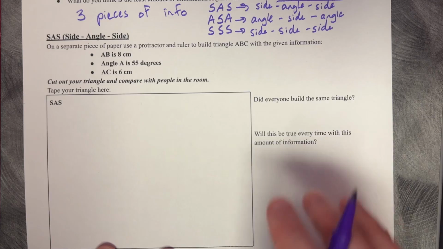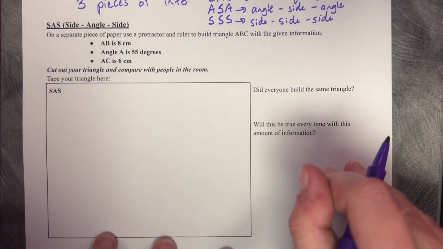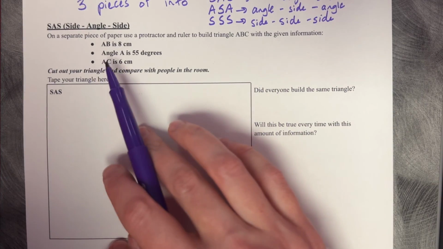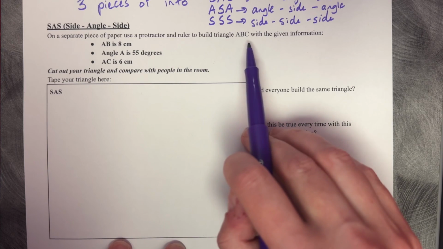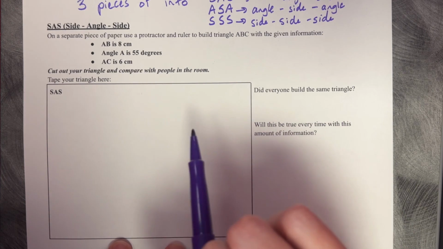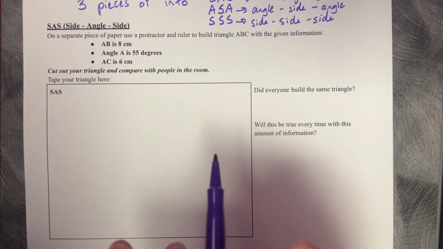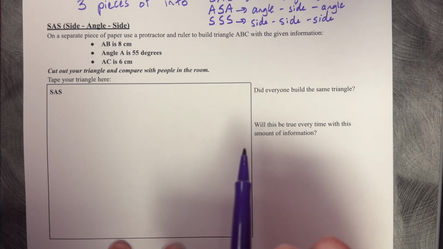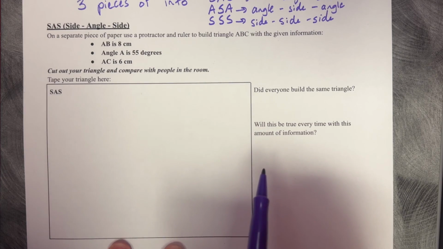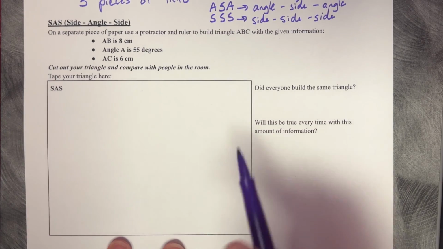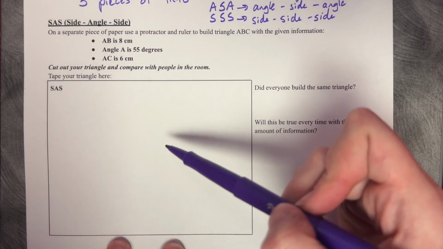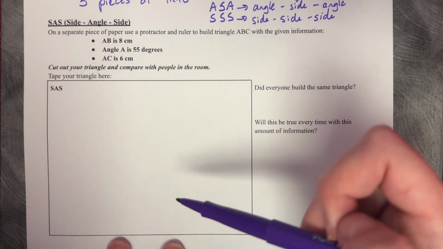Now, if we were doing this in person and live, if I was present, we would take a separate piece of paper and build a triangle ABC given this information. And then we would cut that triangle out and compare it with other people in the room. For time's sake and for note-taking sake today, we're not going to do that. We're just going to imagine that we do that today. And we're going to take this triangle and just build it right here onto our notes.